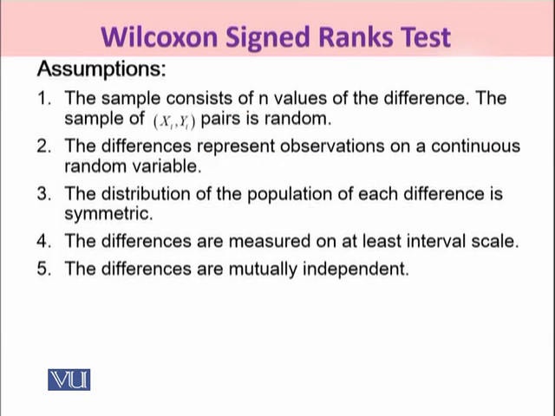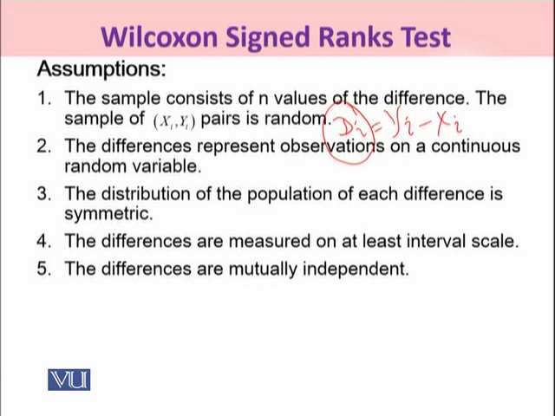As far as the assumptions of the Wilcoxon signed rank test are concerned, the first assumption is the sample consists of n values of the difference. The sample of xi, yi pairs is random. That means if we are talking about the difference, it has to be di equals yi minus xi. And under the second assumption, this difference has to be measured on a continuous random variable. So we declare that this particular di is a continuous random variable.